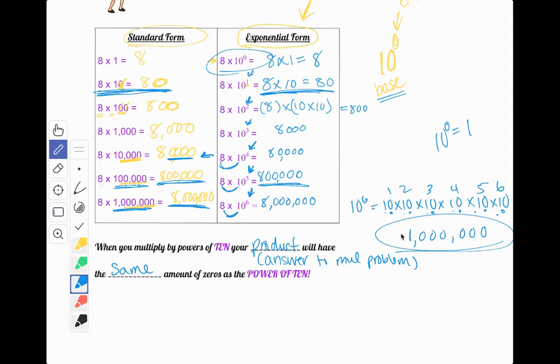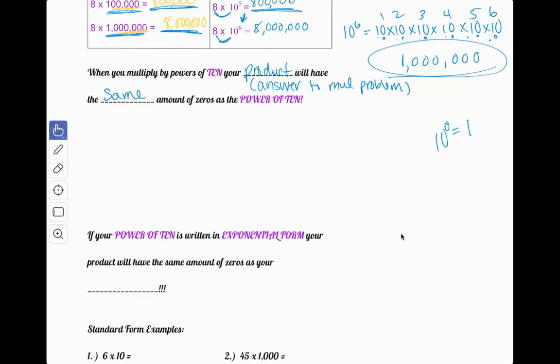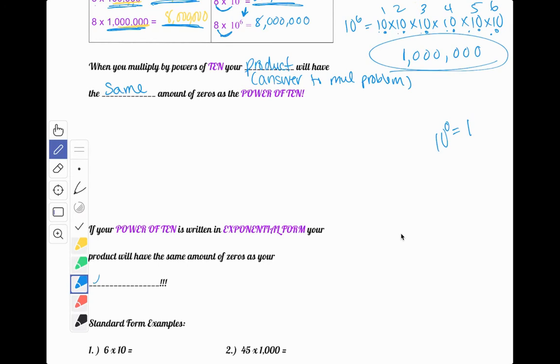So think about this. When you're multiplying by the powers of 10, your product will have the same amount of zeros as your power of 10. Okay? Now, if your power of 10 is written in exponential form, your product will have the same amount of zeros as your exponent. Okay, so this is just another way of saying what we did up here. So just think about that.